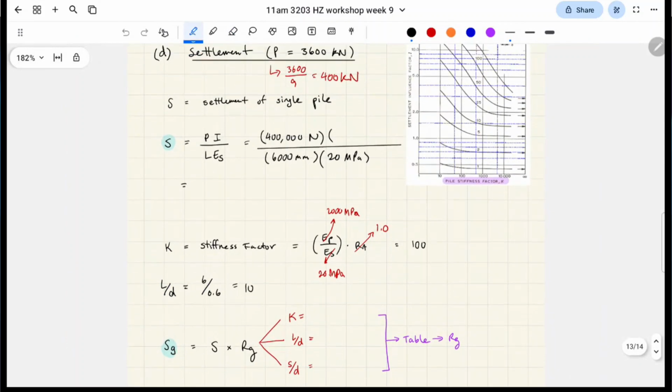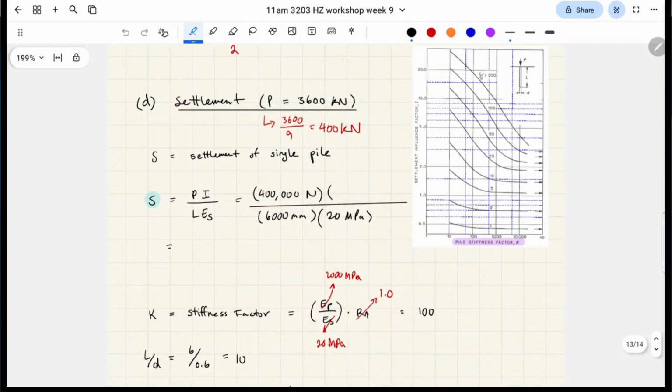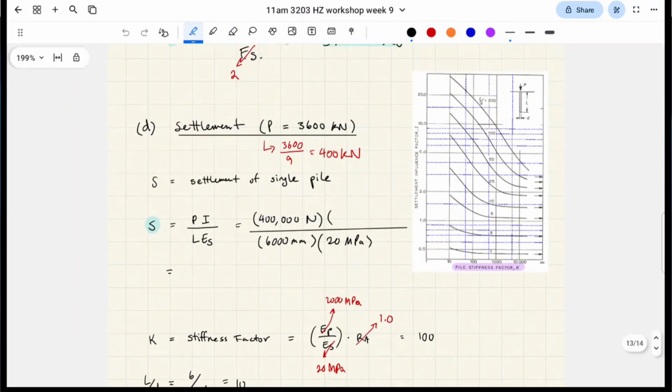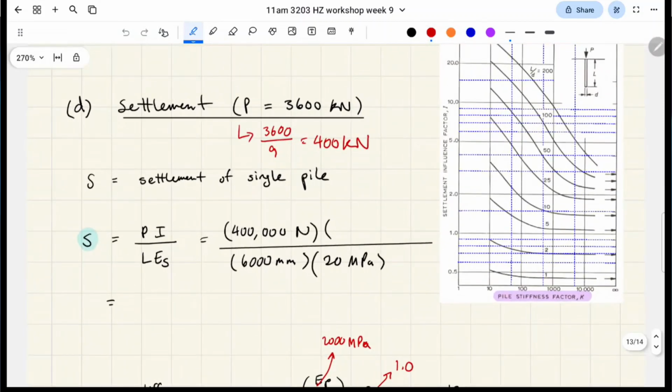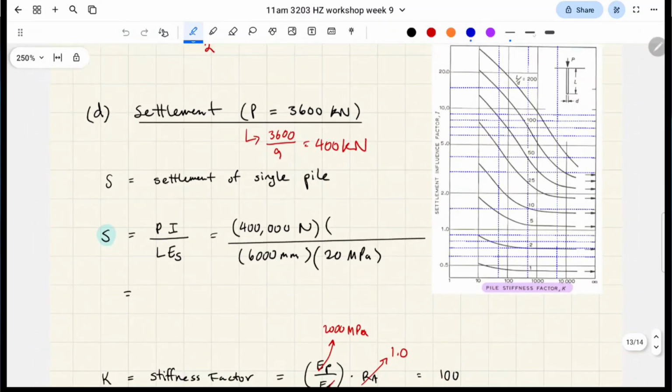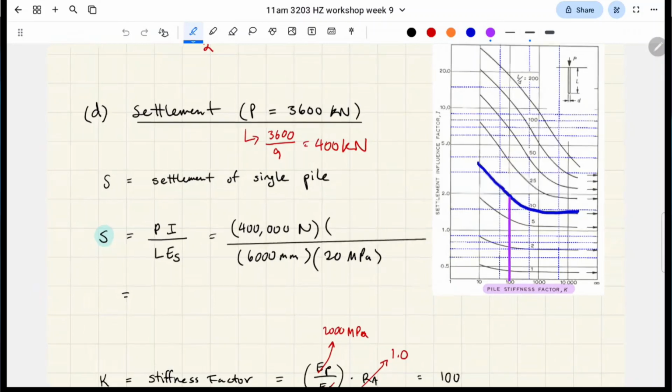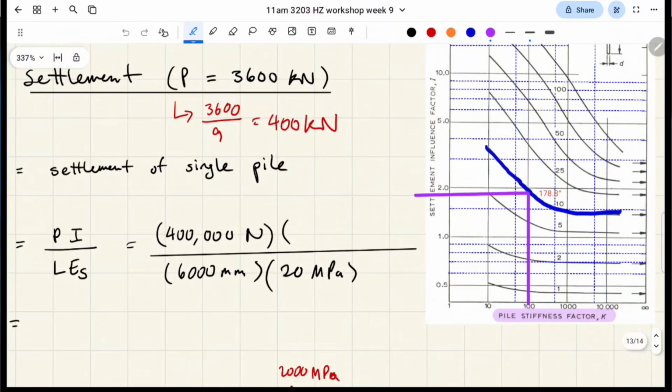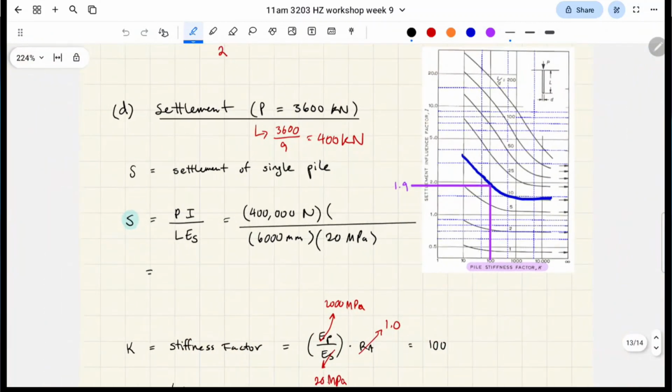So we refer to this graph here, and that's going to give us our influence factor. What we have to do is locate the curvy line that represents our slenderness. Our slenderness ratio was 10, luckily it's drawn on here, and our pile stiffness is 100. What's the influence factor, guys? It's 1.9. But that's only because the lines were already drawn on there, so there's no error really.